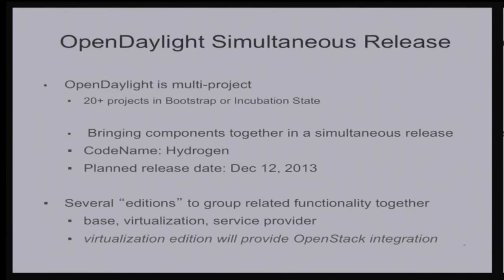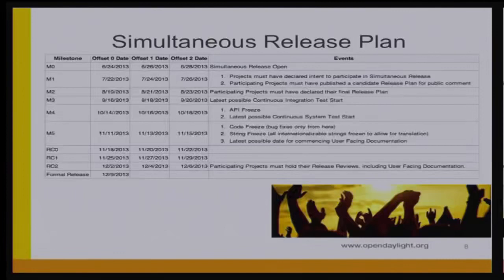We grouped the functionality together into what were basically editions. There's a base edition, which you can think of as an OpenFlow controller. There was a virtualization edition because there were parts of virtualization functionality in there, and then there was a service provider edition. I'll show you what those all are, although I have to go faster. Here's the simultaneous release plan. I'm just showing you this. You don't have to read it.